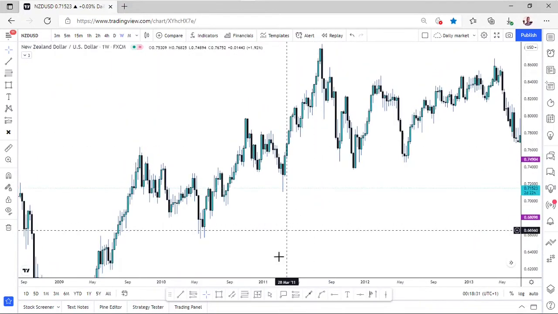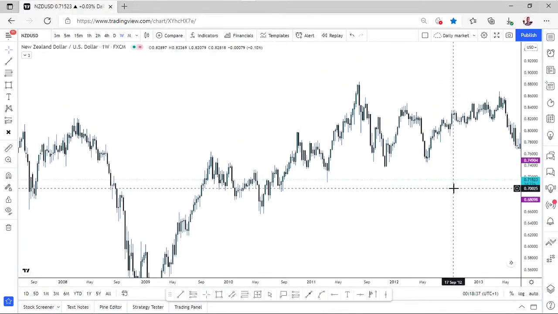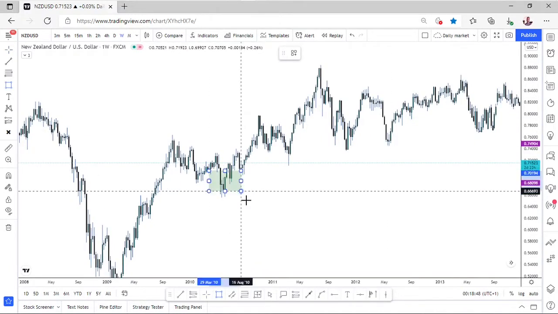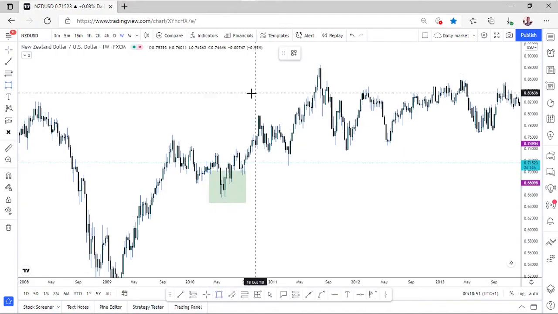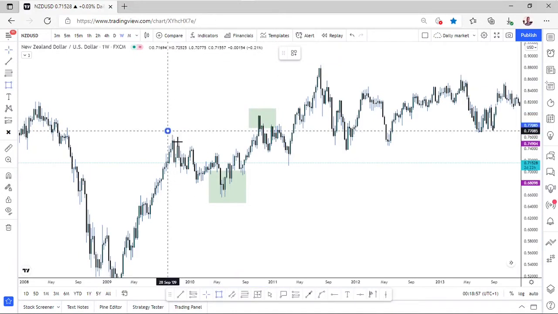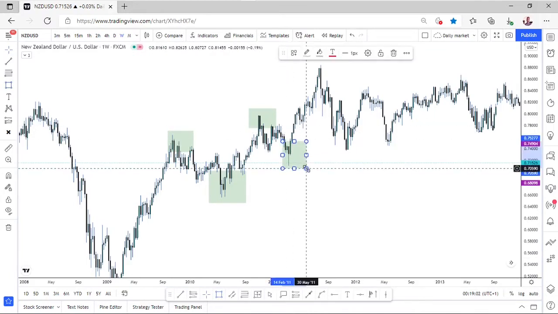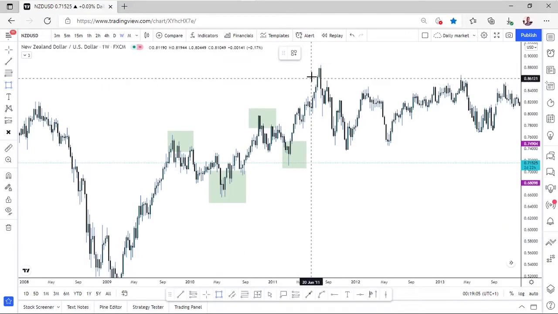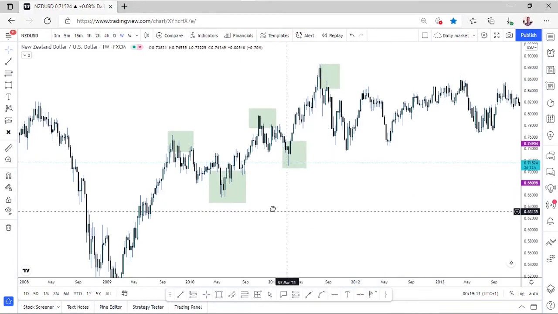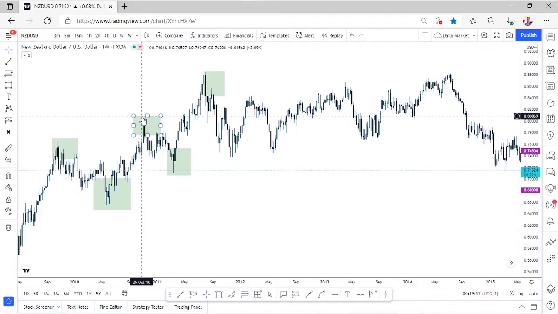Now, for an uptrend, as we learned in the previous video, an uptrend is a market that is making higher highs and higher lows. Simply illustrated here is this. This is the low. This is the higher high, which is higher than this previous high. Then this is the low, which is higher than this previous low. Then this is the higher high, which is higher than this previous high.